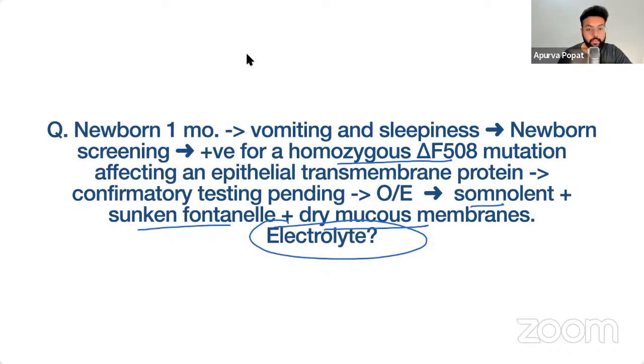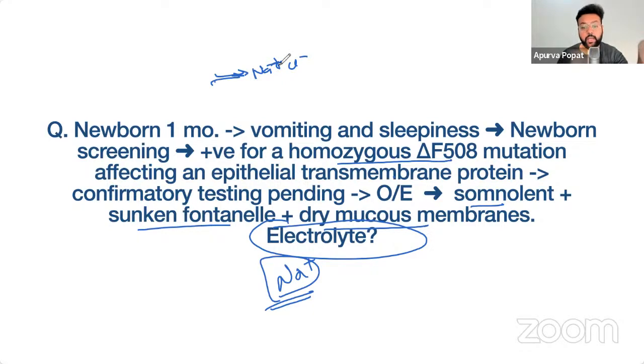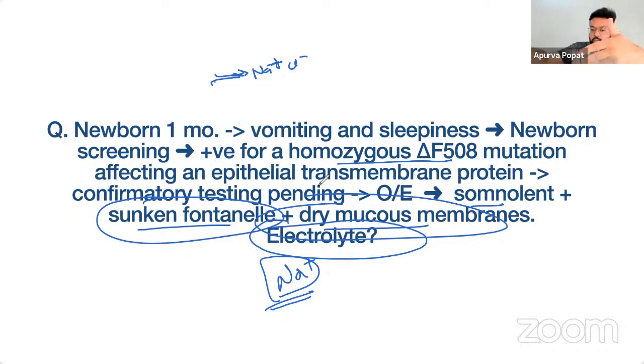Sodium. Excellent. That's sodium. So sodium electrolyte abnormality is expected in patients of cystic fibrosis, and the reason why this is happening is because you lose sodium and chloride in your sweat, and that's the reason you are having dehydration. Why is this patient having sunken fontanelle and dry mucous membrane? Because you're losing sodium and chloride in the sweat. When you lose sodium and chloride in the sweat, of course you will get dehydration.